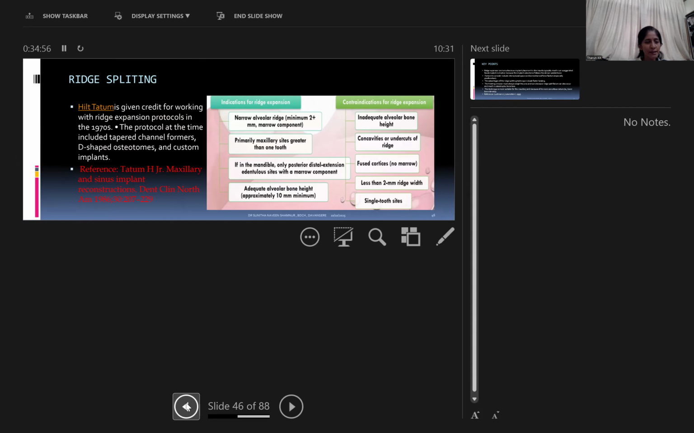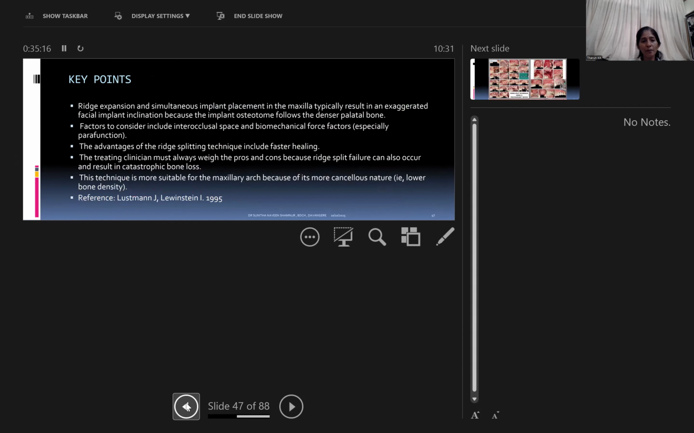So if you're working with a single side, no, this is not a procedure to be followed. If you have less than 2 mm of width, again, this is not the technique to be used. If you have a concavity or undercuts of the ridge, please do not use this ridge splitting technique. So these are the key points that were given by Tatum, and again, reiterated by Lussman and Levenstein in 1995.